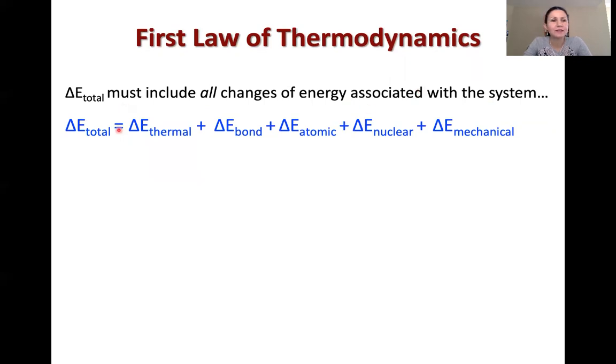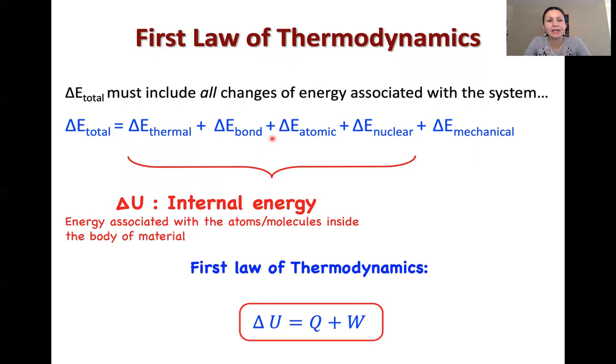So first, let's think about energy and how it can change. You have some system and you can calculate its change in total energy if there's some kind of interaction going on. These are some of the energies that could change: thermal, bond, atomic, and nuclear. We haven't looked at those; those require much higher energies. And then mechanical.